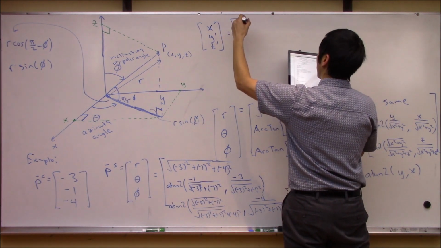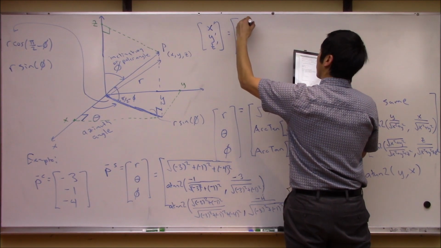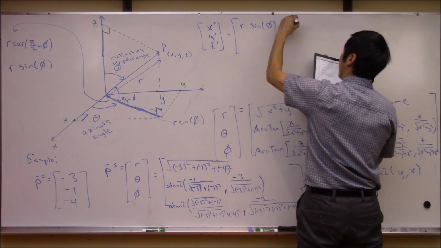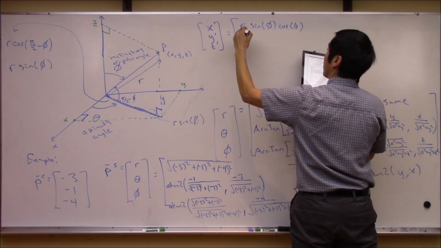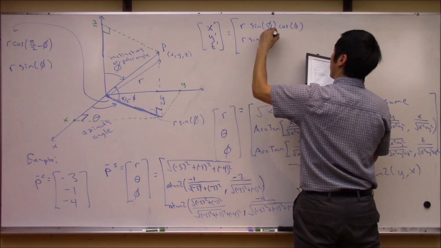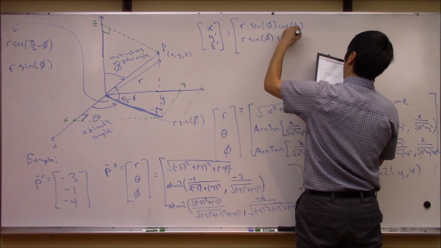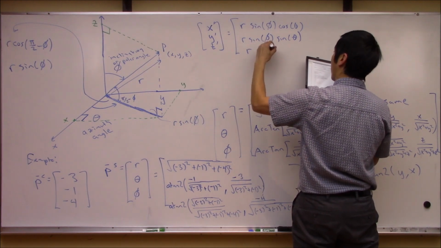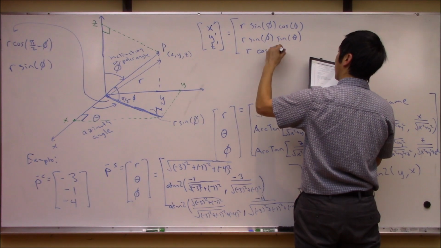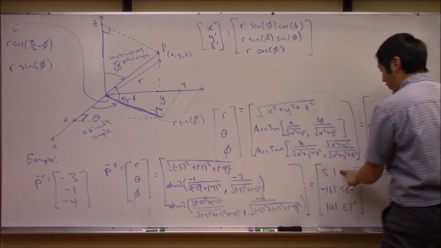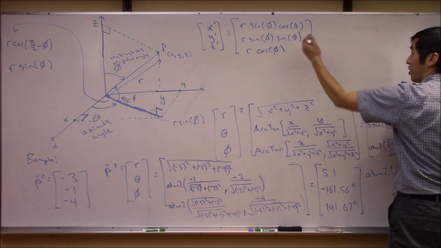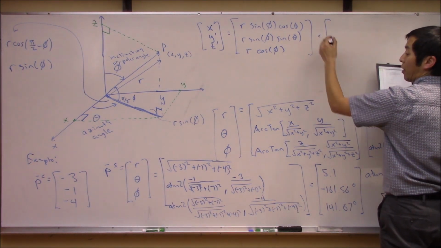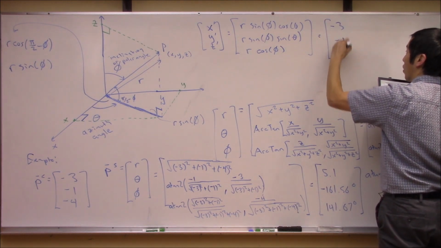In order to get that, x is going to be r sine phi cosine theta, and y is r sine phi sine theta, and then z is going to be r cosine phi. Just plug in these values of r, theta, and phi into these expressions, and indeed, you do come up with -3, -1, and -4. Great.